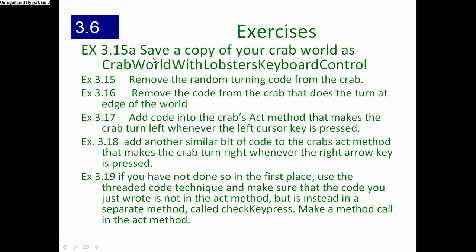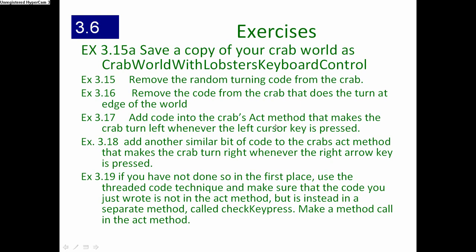First of all, before you do anything, make sure you have two copies of the crab. You have the one that moves on its own, and then you have this new one with the keyboard control. So you should have two separate versions of the project saved in separate folders. Number 3, remove the random turning code from the crab. Remove the code from the crab that does the turn at the edge of the world.